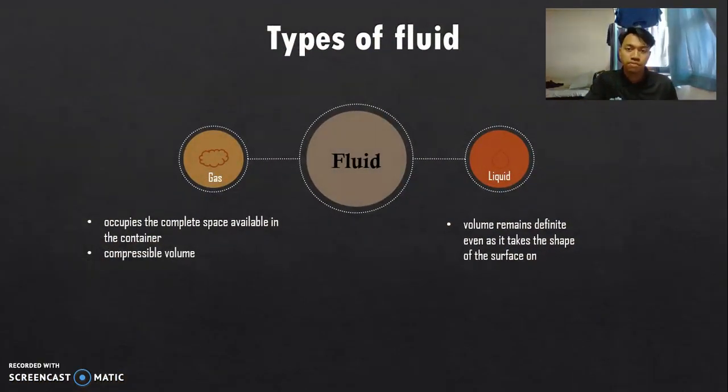So there are two types of fluid. First is gas and second is liquid. Gas will occupy the complete space available in the container and it has compressible volume. For liquid, volume remains definite even as it takes the shape of the container.